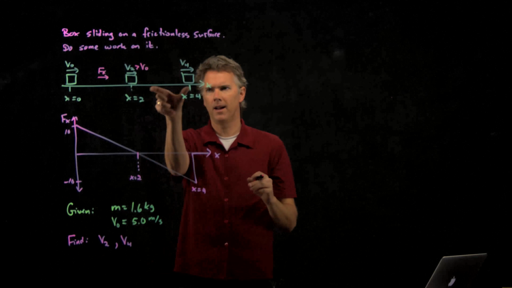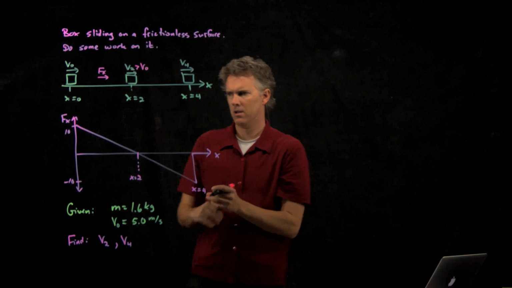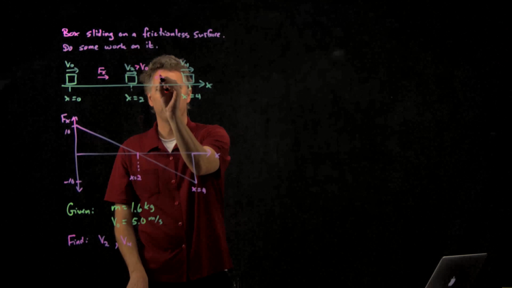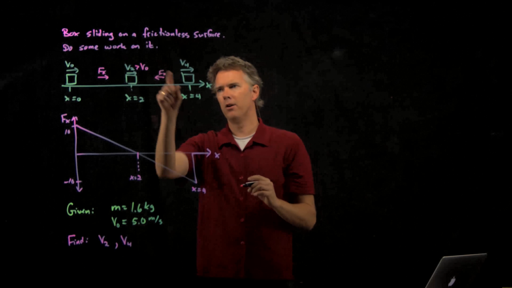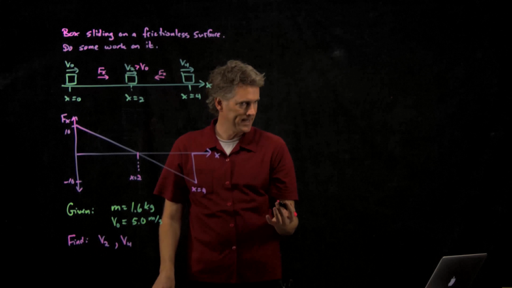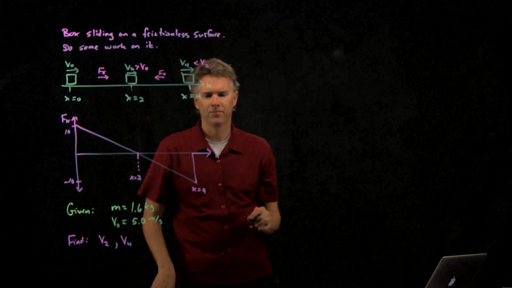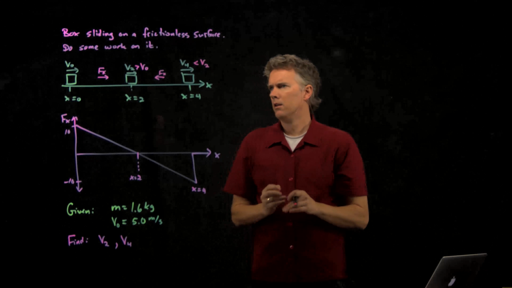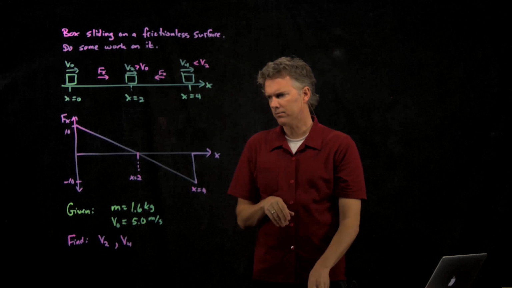What about in this second region? What direction is the force in the second region? It's negative, and so it's to the left. And so v4, how is it going to compare to v2? It's got to slow back down, right? v4 is less than v2. Those are our guesses in pink. So now let's see if we can figure out exactly how to do this.